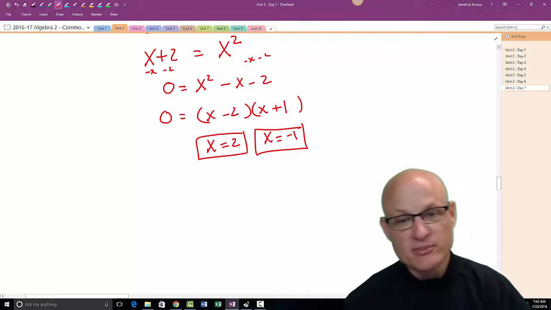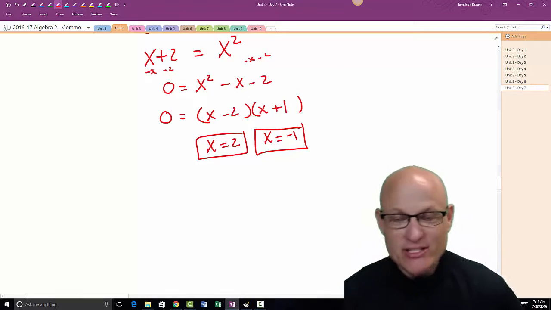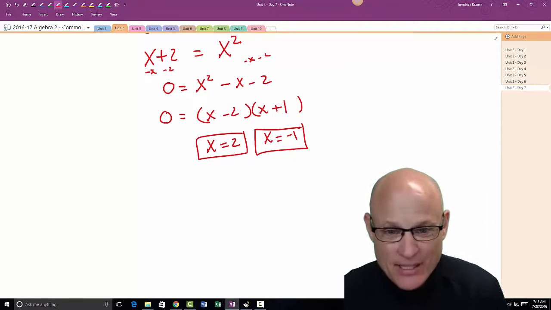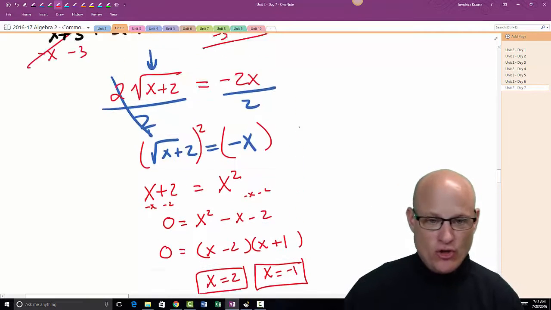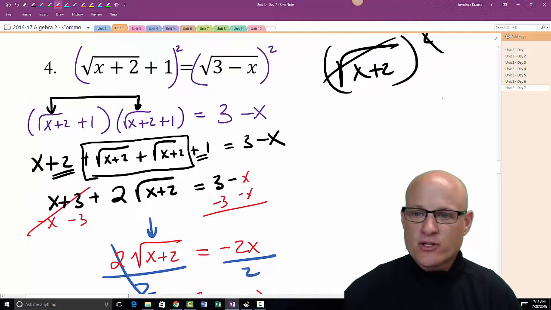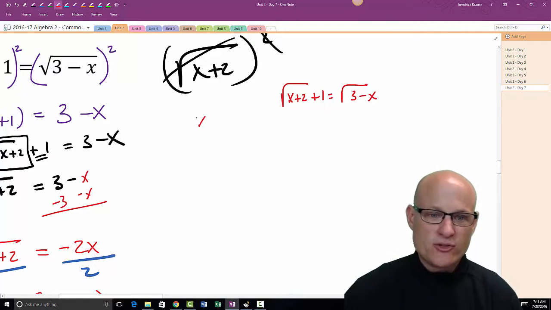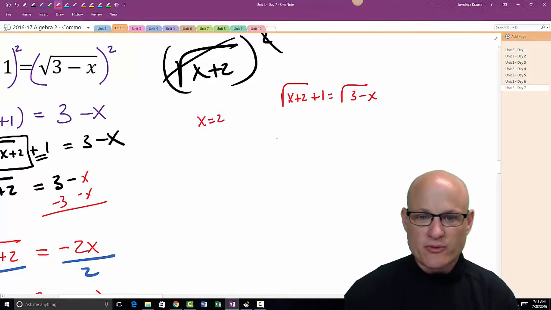Both have to be checked. Both of them have to be checked, and you need to show the grader that you checked them. It's not good enough just to say, oh, they definitely work. So let's write this over here. The square root of x plus 2 plus 1 equals the square root of 3 minus x. So we're going to check. We have two answers. X equals 2. We'll check that one first.